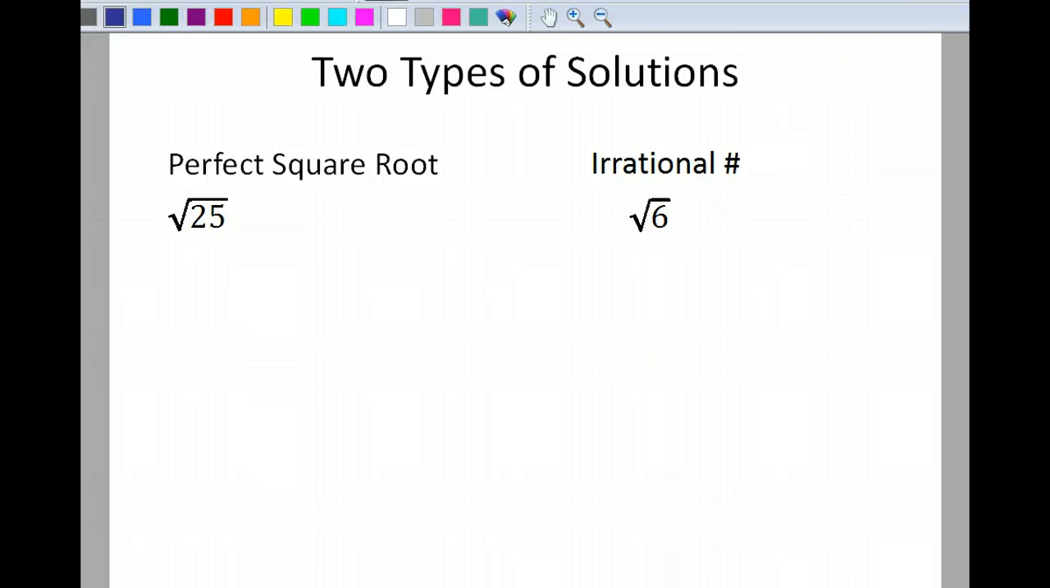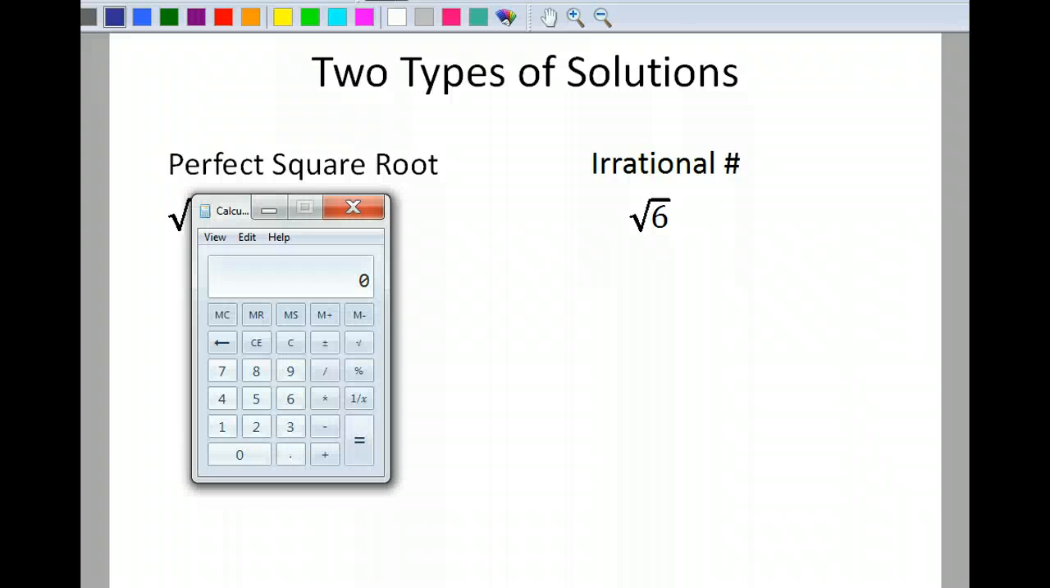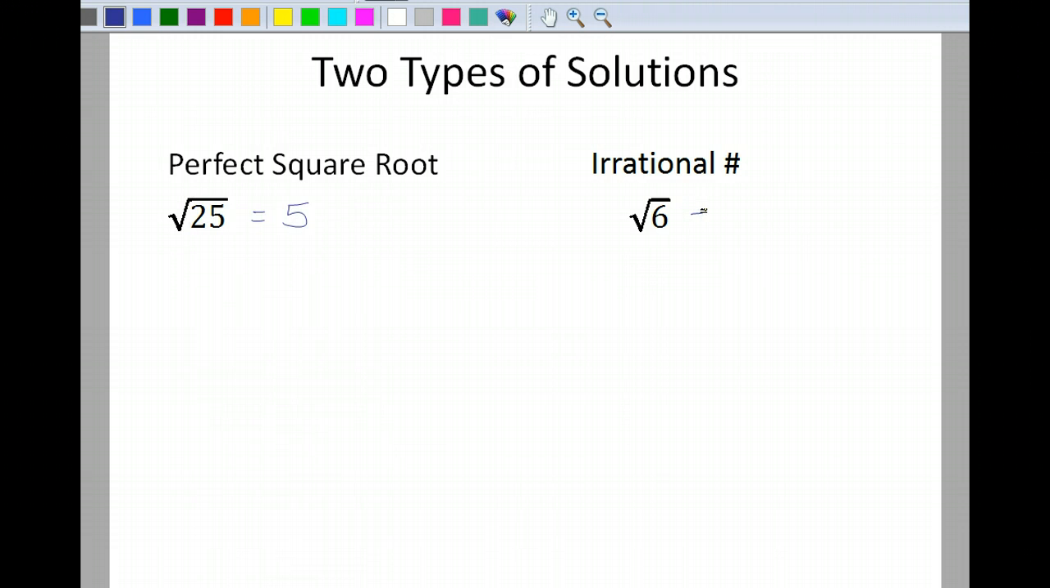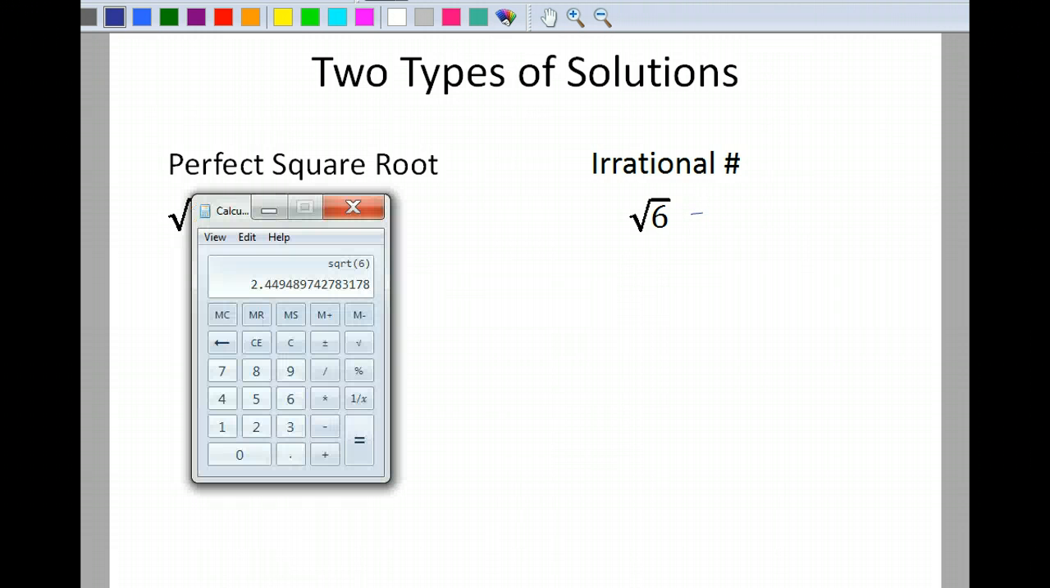Okay, now when we're doing these, you're going to notice that we have 2 types of solutions. We could have a perfect square root. When I take the square root of 25, I get this nice, pretty, just plain old number 5. Or I could have an irrational square root. Now if I have an irrational square root, when I take the square root of 6, notice I get this big long drawn out decimal. Let's see, what was that again? 2.4494.